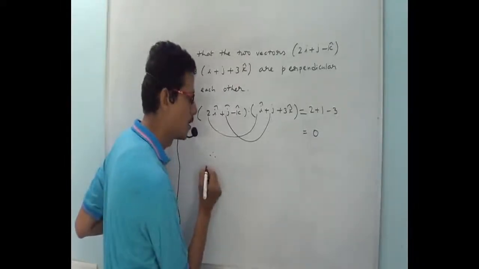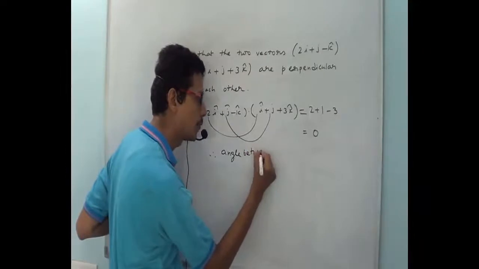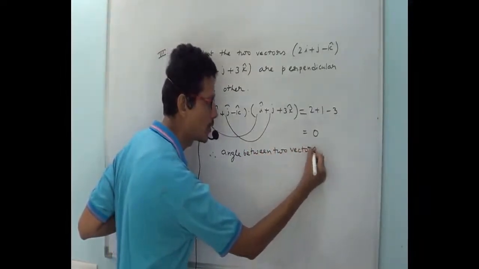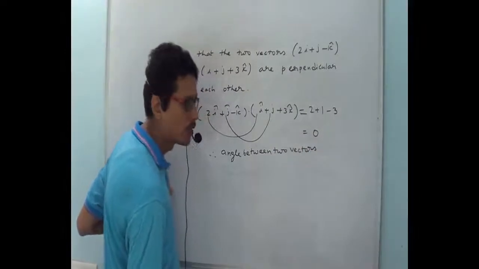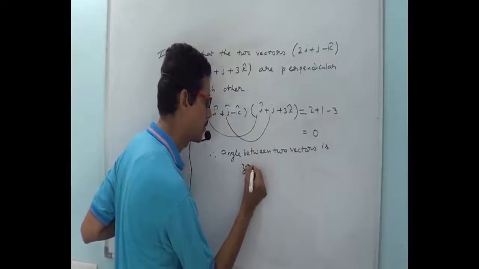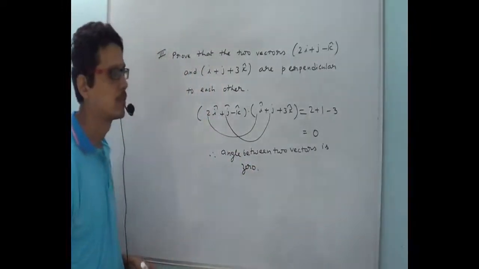Therefore, the angle between the two vectors is 90 degrees. Tomorrow we will see the cross product. The angle between the two vectors is 90 degrees. Okay. Note down this.